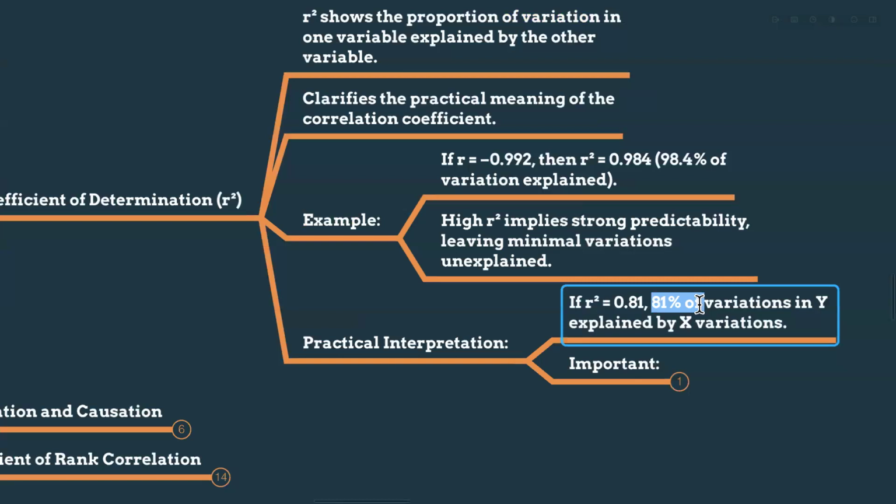The remainder is not 9, but 11%, right? Yes. So 100 take away 81 is 19. So 19 percent is by external factors, and 81 percent is only by the independent variable x.